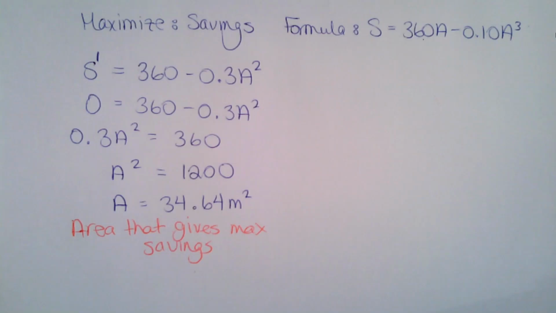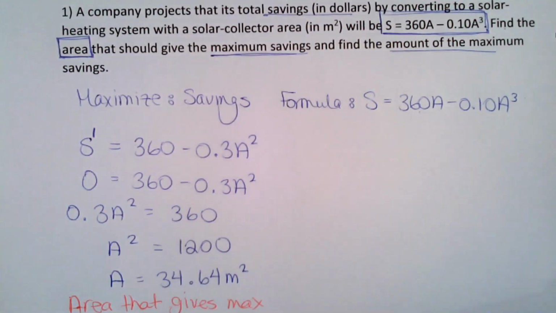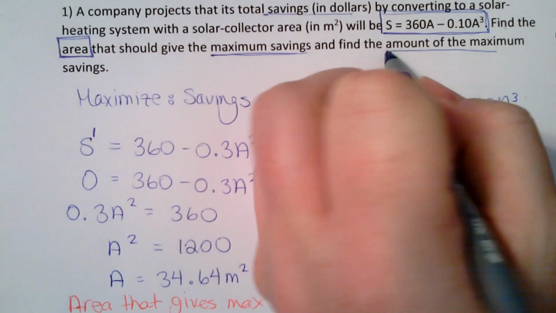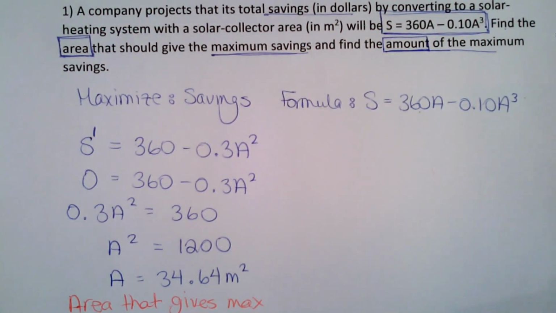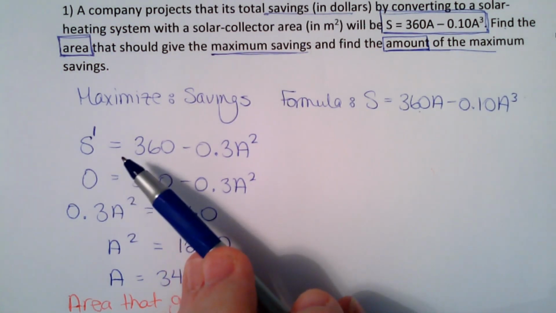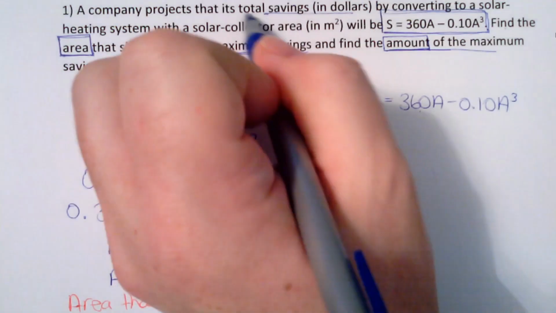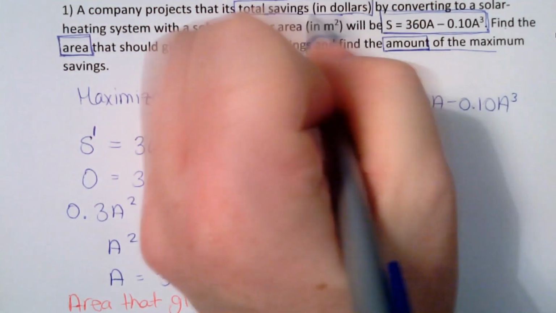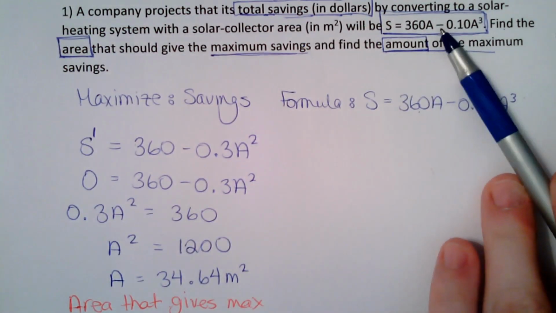But before I do that, I do have one more thing to do. It asked me to find the area that gives the maximum. I did that, 34.64 meters squared. It also wants me to find the amount I actually saved. So how do I figure out how much I actually saved? The derivative just gives me the rate of change with respect to area, how the savings changes as I change the area. To actually get the total savings, I have to be looking at the original formula.